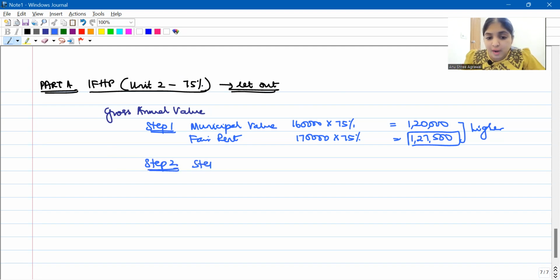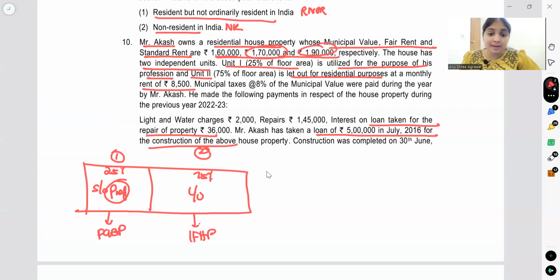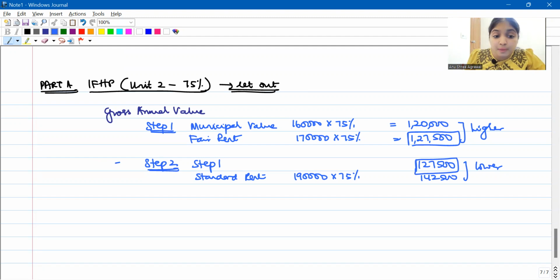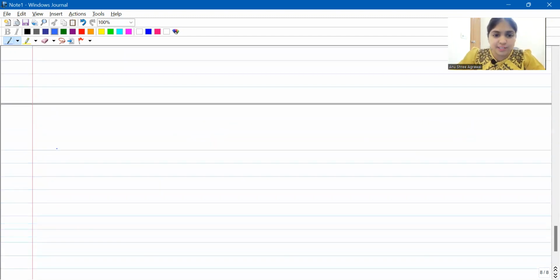Then comes step 2. Step 2 will be whatever our step 1 number is, that is 1,27,500. I will compare this with standard rent, right? And what is the standard rent in our question? 1,90,000. Again, same thing. 1,90,000 is for the entire property, but I'm going to consider only 75% of this, which is going to be 1,42,500. Now, out of these two numbers, I'm supposed to pick whichever is lower, and which is lower, 1,27,500. This step 2 number, by the way, what is this also called? This is also called reasonable expected rent.